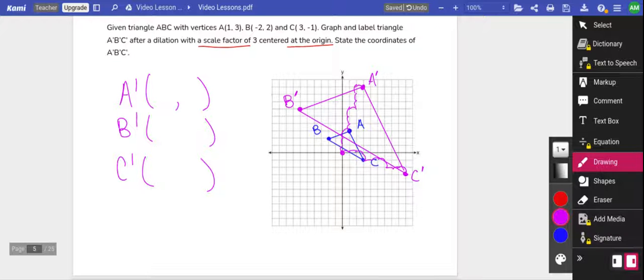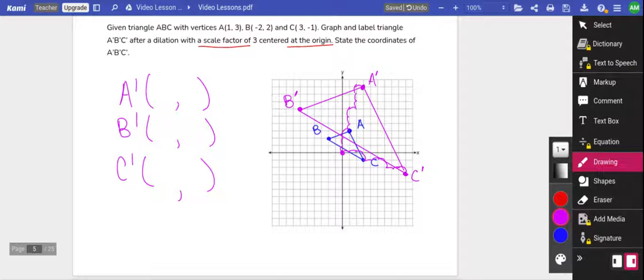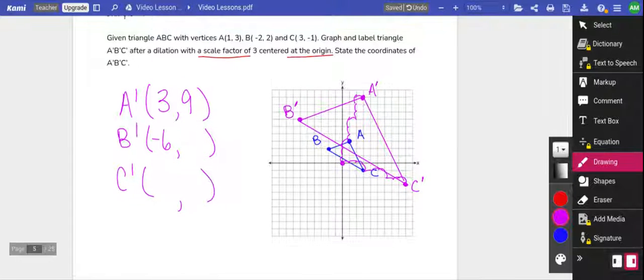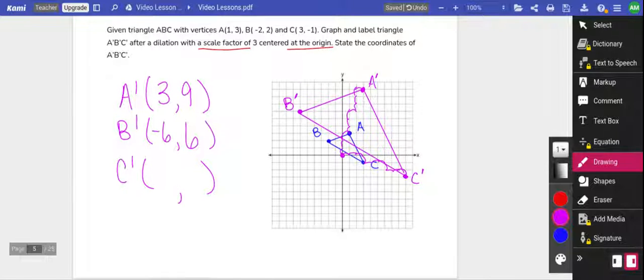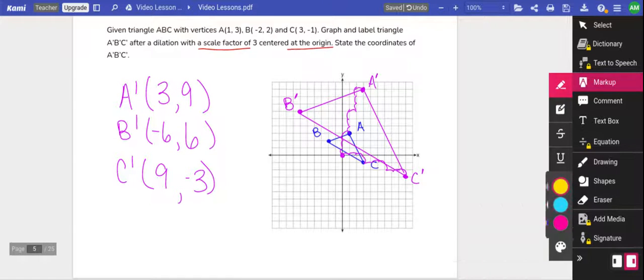Again, I always use parentheses, and my coordinates are always an x coordinate followed by a y. So A prime is at (3, positive 9). B prime is at (negative 6, positive 6). And C prime at (9, negative 3). I want us to really quickly take a note and see if we see a relationship here between the points in my pre-image and the points in my image.